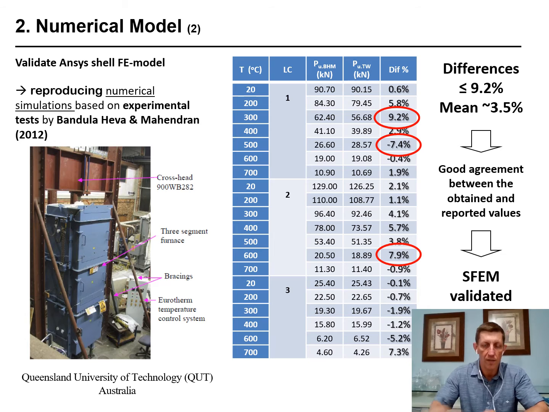As one can see, the mean values are relatively low, which means that there is a good agreement between the obtained and the reported values, which means that the shell finite element model can be assumed to be validated.